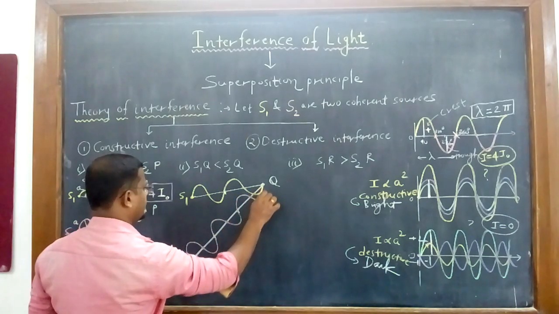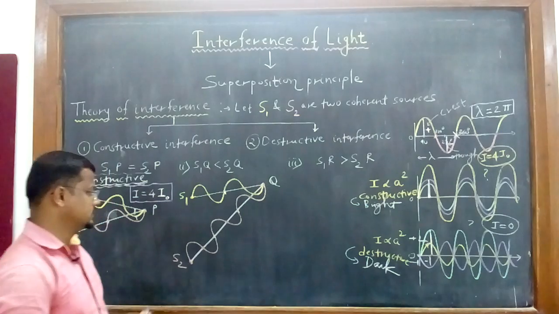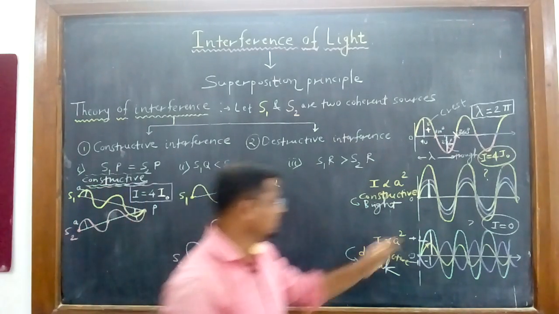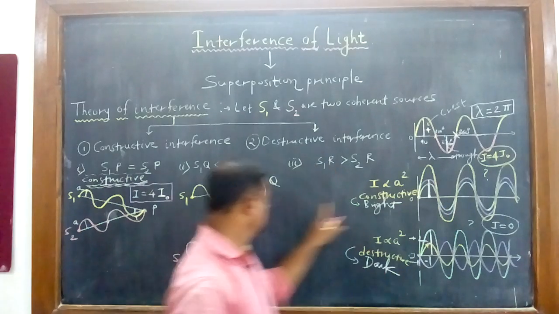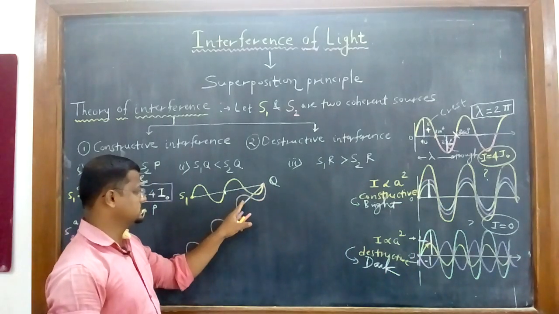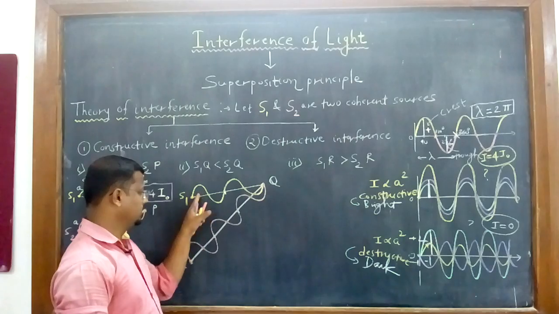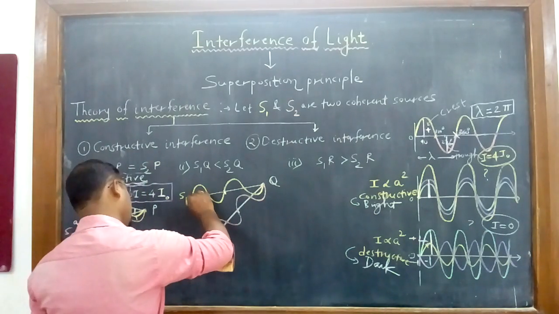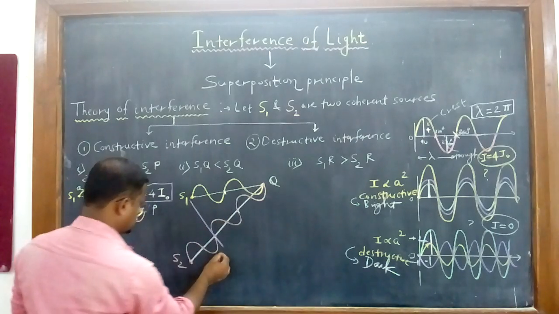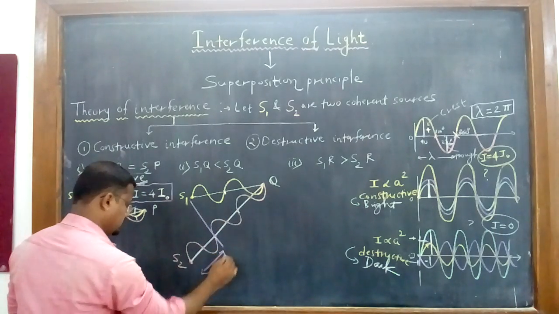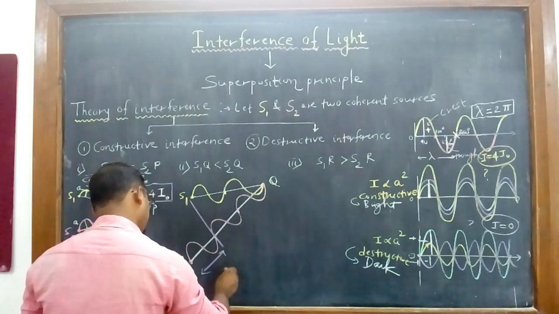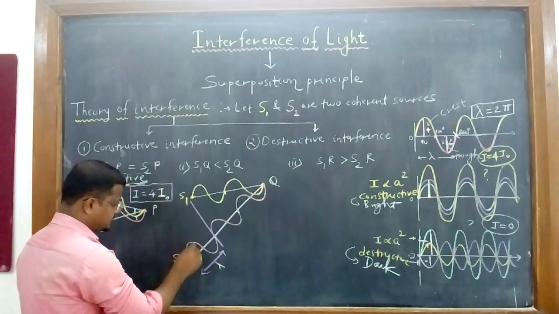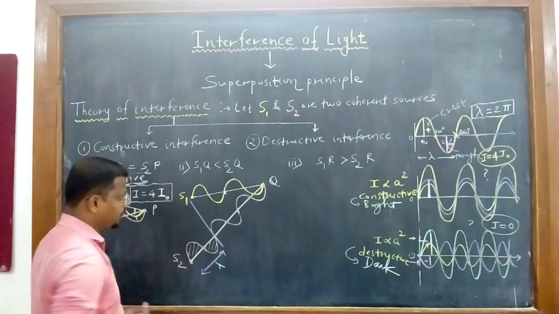Now you tell me what type of interference it is, constructive or destructive? No doubt, it is again constructive interference. Why? Trough is falling on trough. Previously crest, trough, crest, and this portion is extra. We have this portion extra, so this is taken as lambda. So what is the path difference here? It is this extra wave we have here.